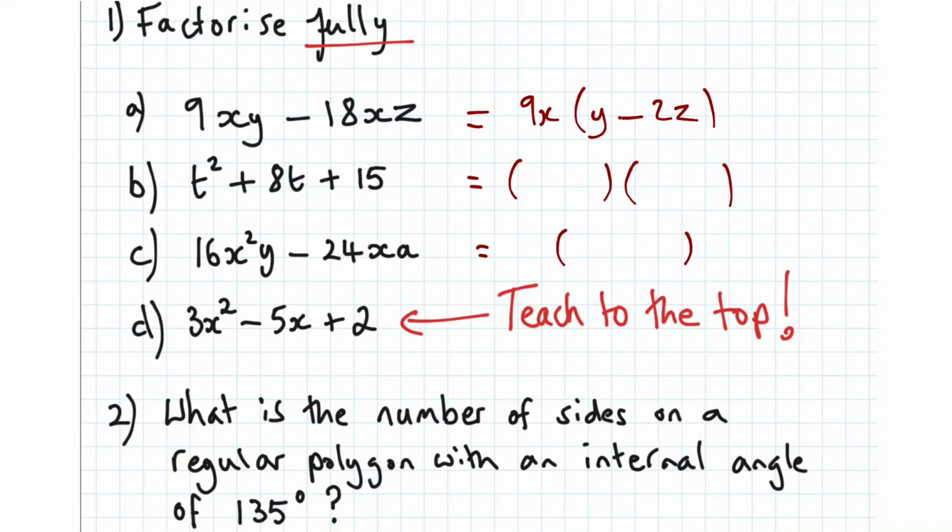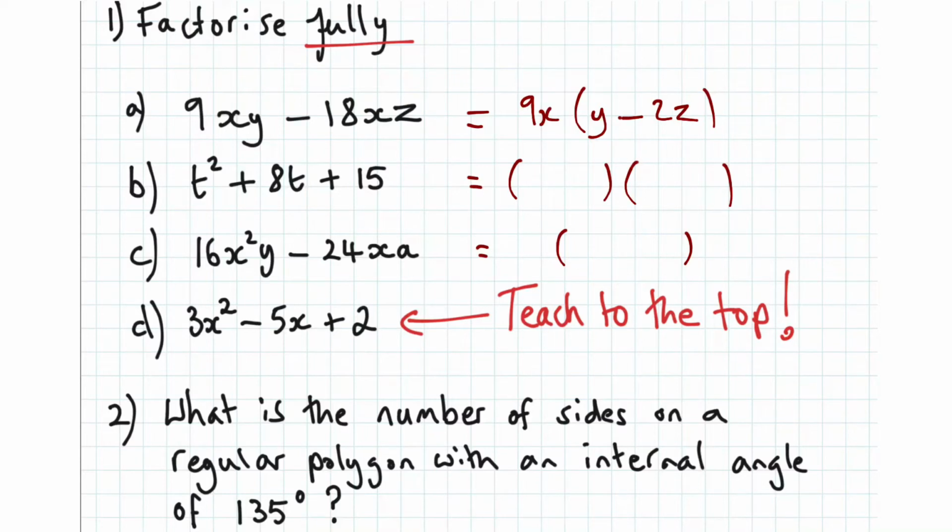And if you just check that works, 9x times y is 9xy and 9x times minus 2z equals minus 18xz. So that definitely works. Now some people actually took the wrong number out here. You took 3 out, leaving numbers in here that would factorise again. That's called partial factorisation. You need to take out the biggest number you can think of.